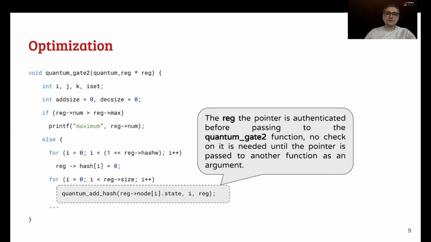For example, in this case, the reg pointer is passed to the quantum_gate2 function, and then there are a couple of authentications. However, all of them are redundant until we reach the quantum_add_hash function. At this point, the pointer is passed to this function, and we cannot track it because our analysis is intra-procedural, and we can only check inside of the functions. Therefore, we remove these checks, and after passing the pointer to quantum_add_hash, we enable checking again.